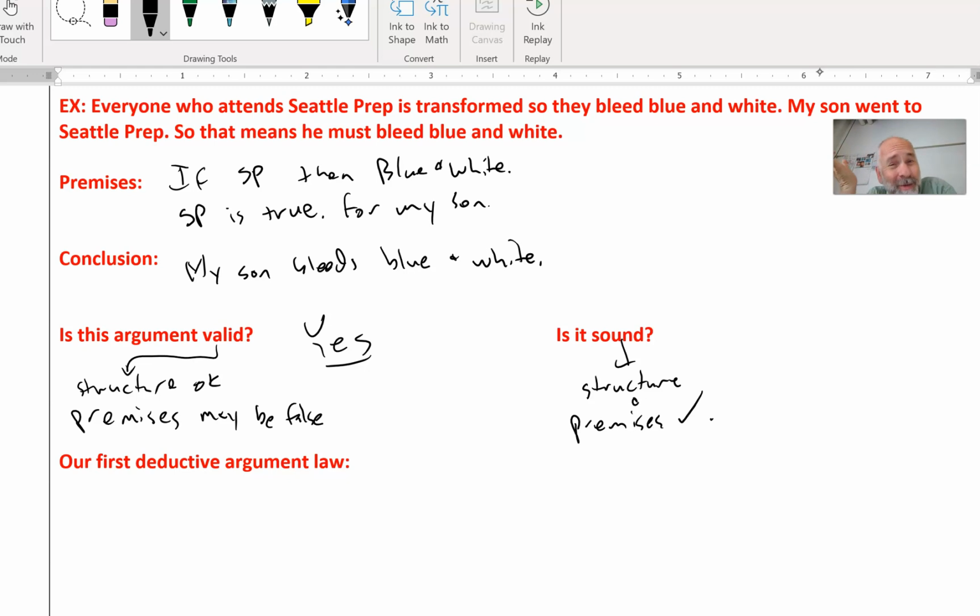But is it sound? I don't think it's true that if you attend CL Prep, then afterwards blue and white will come out of your veins. I don't think that's true. So the structure is fine and the argument is valid, but the premises have a problem. And you can question the premises. So is it sound? No, because premise one is funny but not true.